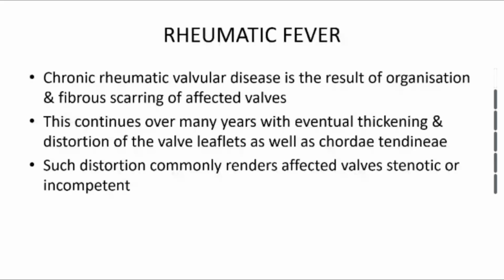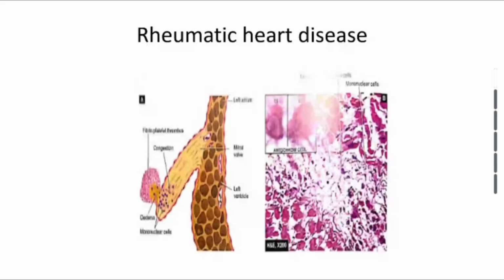There's a diagram there and a micrograph showing rheumatic heart disease. You can see a fibrin platelet thrombus forming on that valve. There is congestion and there is inflammation there, and so a thrombus is forming within the valve. You can see the mitral valve there, between the left atrium and left ventricle. Because of inflammation, a thrombus is forming on it.